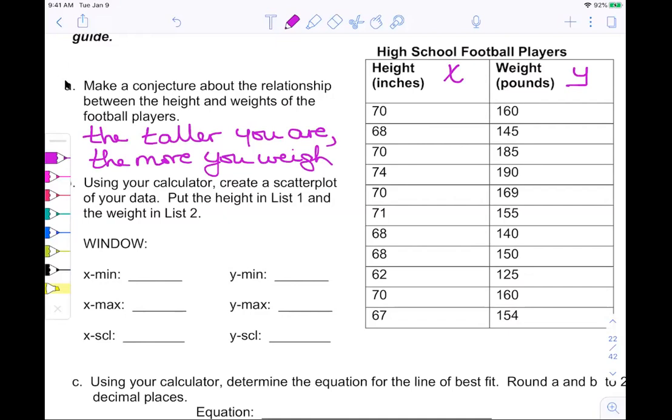Follow the directions. So you need to go to Stat. You need to edit the data. To clear the data, remember you use the up arrow and you hit clear and then enter, and that clears out all your data. So if you use the up arrow and take it all the way up to the top, hit clear and enter. Never hit delete. Just clear, enter. It wipes out all your data.